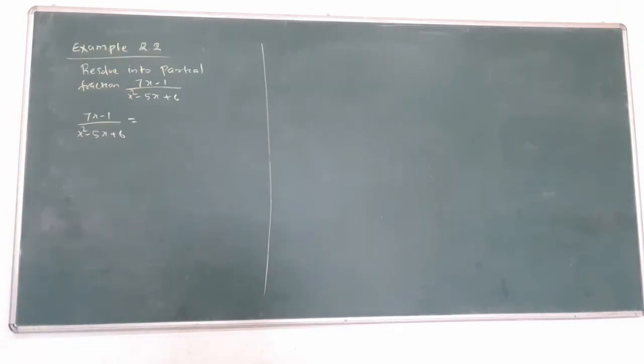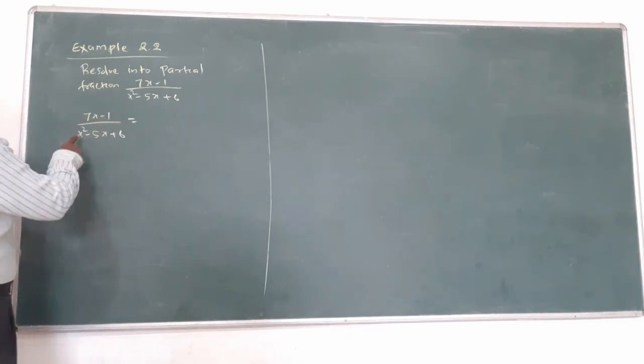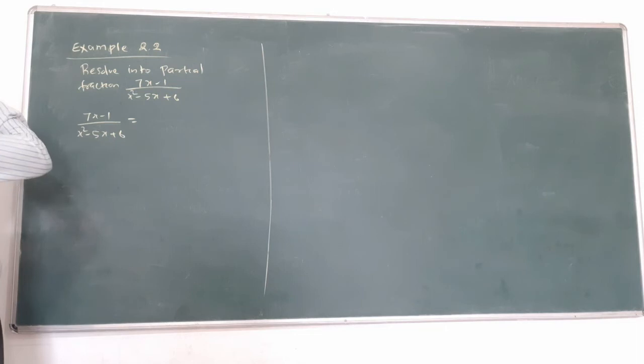Now the same method, example 2.2. In exercise, 3 problems are completed in the same order. This is the fourth question. 7x minus 1 by x square minus 5x plus 6. It is a quadratic equation.